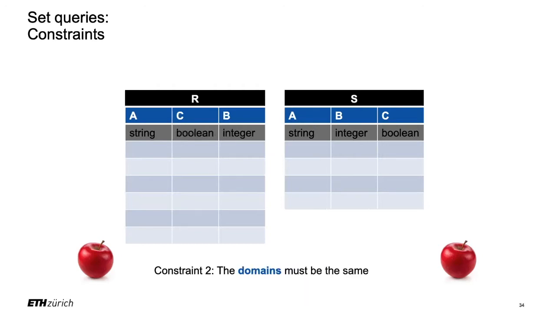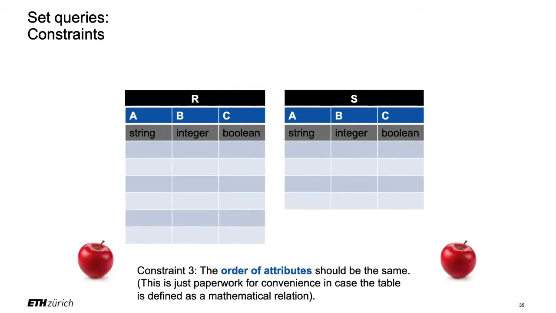Oh, no, that's on the next slide, because I add it on the slide after that. So now C is a Boolean on both sides. And third, but this is a virtual constraint. It's not a real constraint. The order of attributes should be the same.